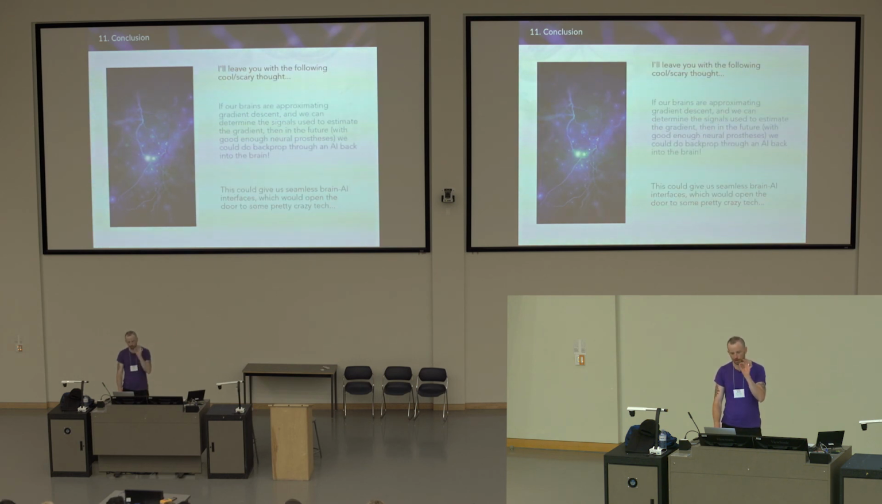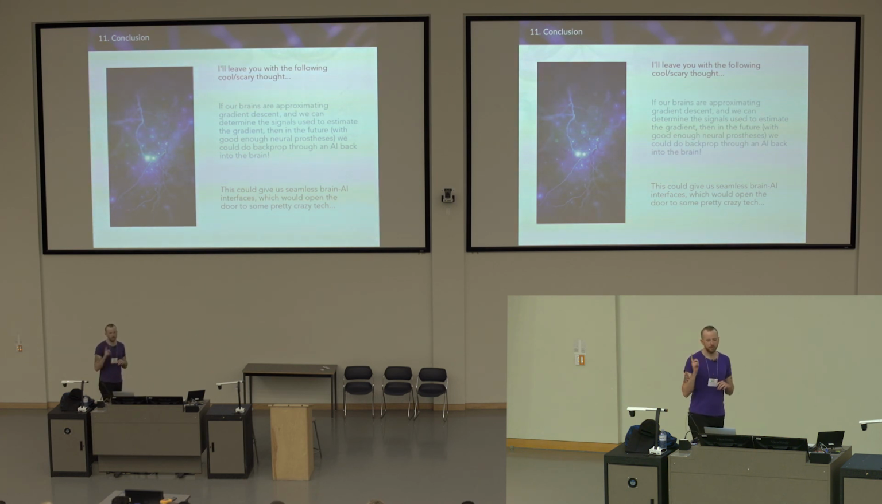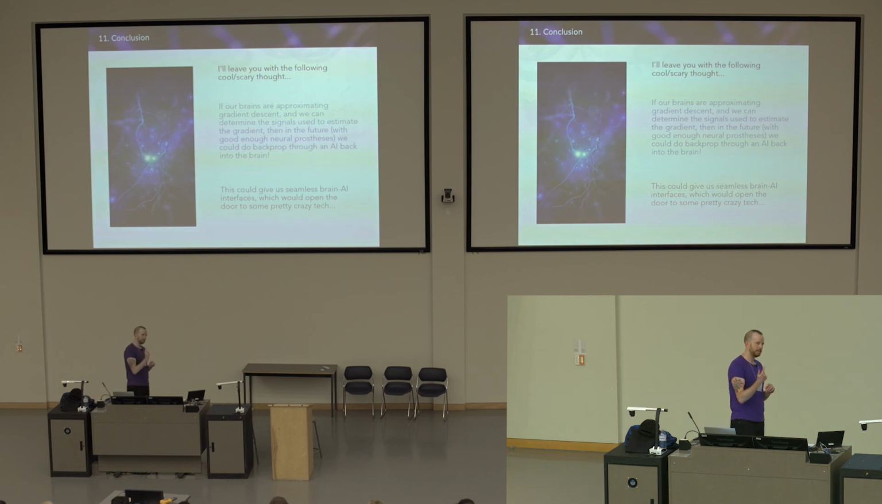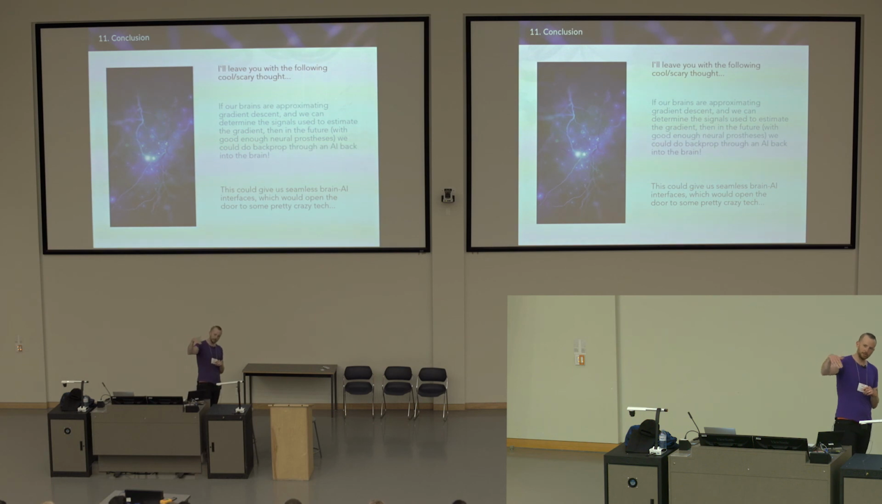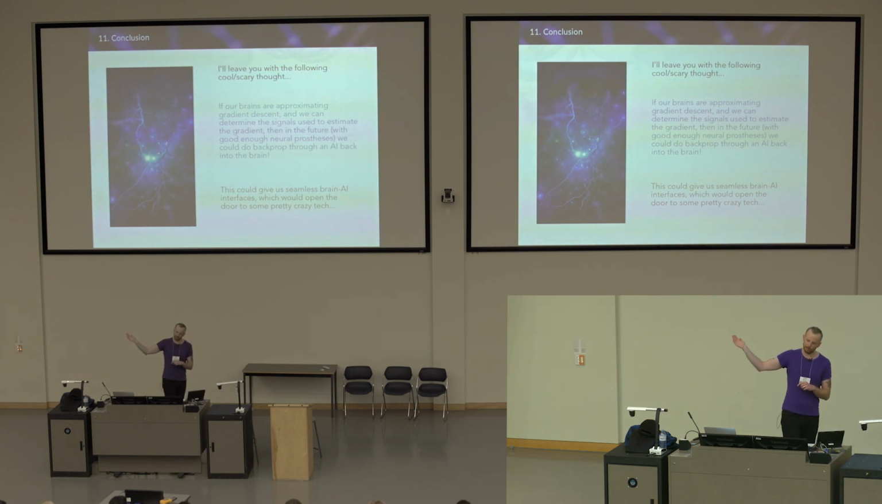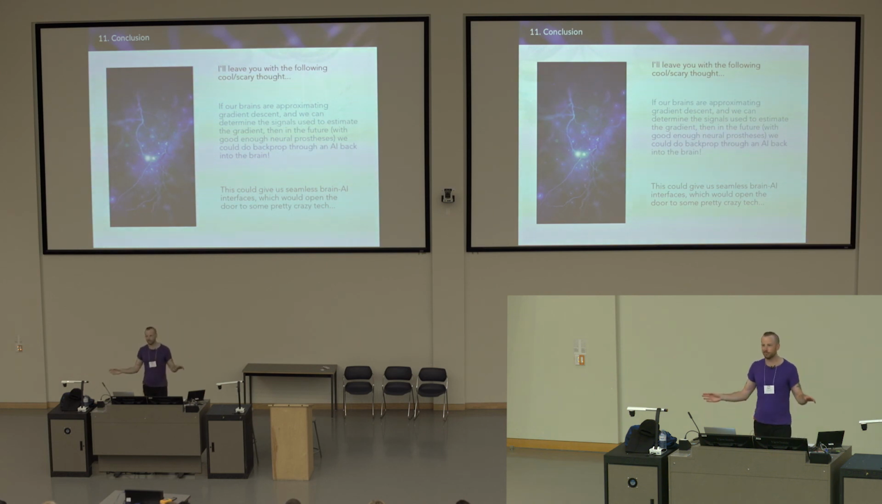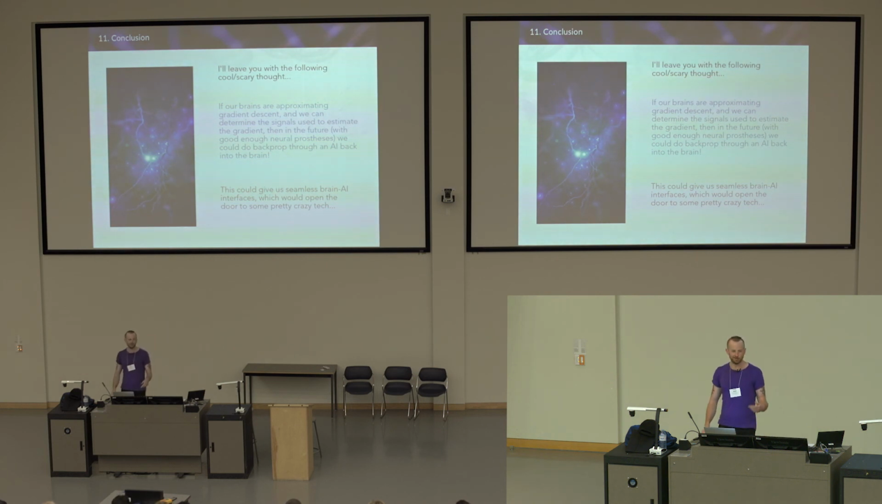And so I'm going to leave you with the following kind of cool, scary thought. If our brains are approximating some form of gradient descent, and we neuroscientists can figure out what those gradient signals are, then theoretically in the future you could have neural prostheses that take the gradient signals from an artificial deep neural network and send those gradient signals into the brain, and then you could do end-to-end optimization through your AI into your brain. And then you'd have a seamless link between you and your AI, which would be either cool or terrible, depending upon what you use it for. So that's that.